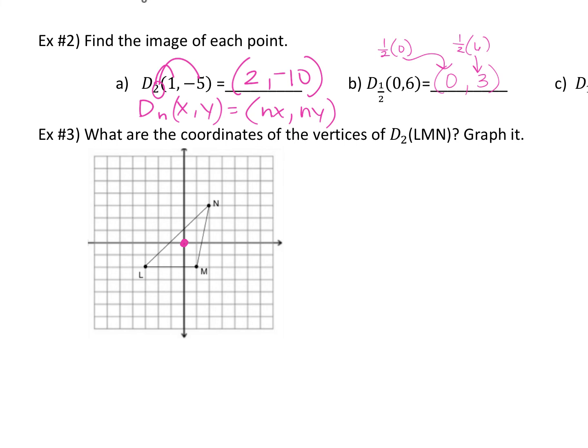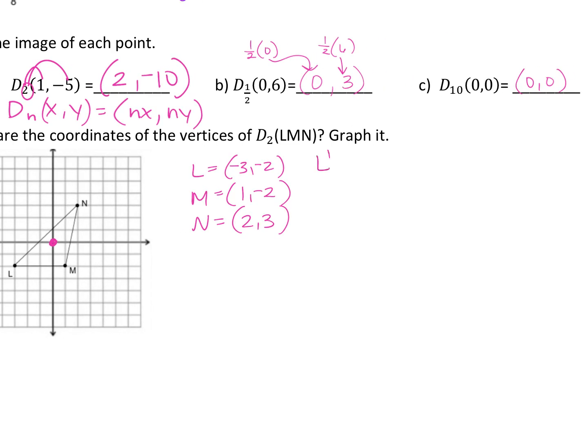Yeah, Whitney. Would you basically just take each of the points and then multiply them by 2? That's what I would do. You don't have to do it that way because there is a relationship that I'll show you once we find all of our points, but I would do it that way. So I would say L, M, and N are what points? So L is -3, -2. M is at 1, -2. And N is at 2, 3.